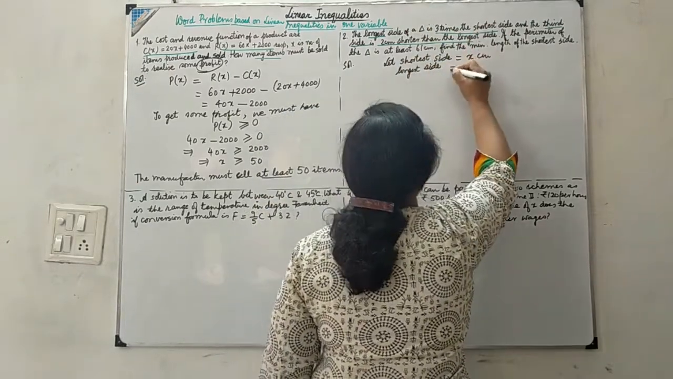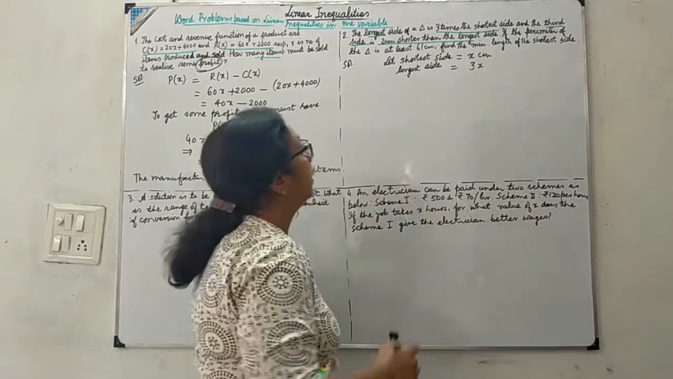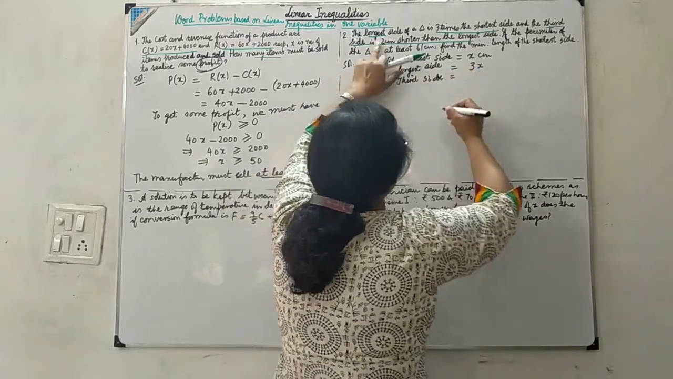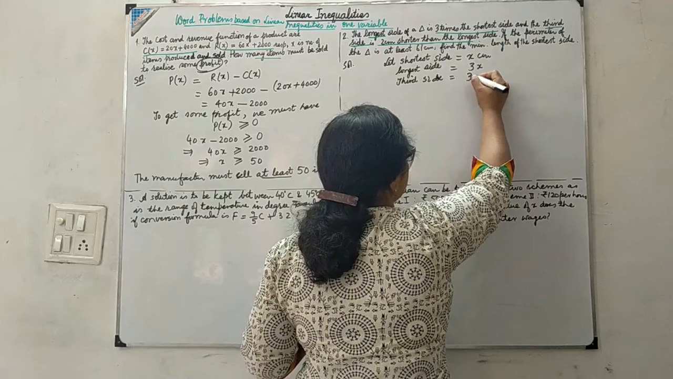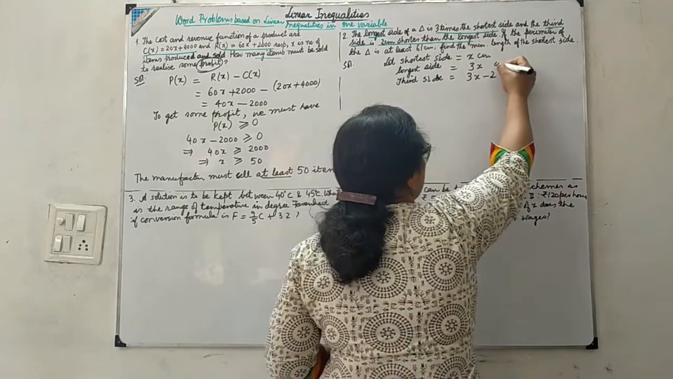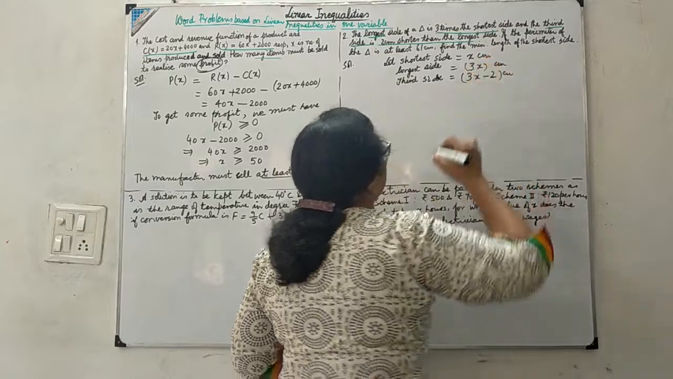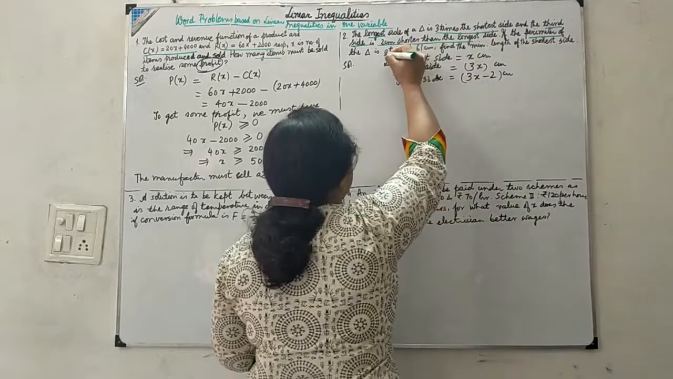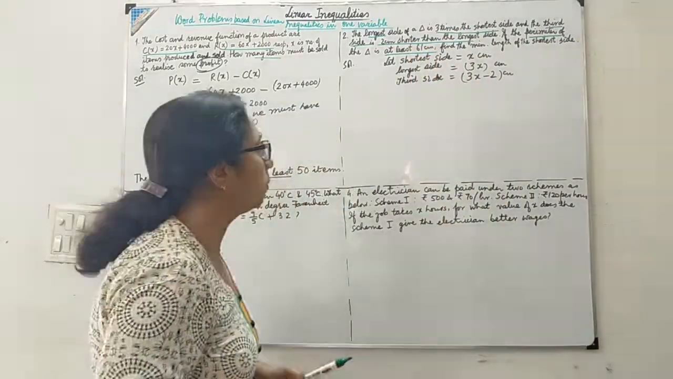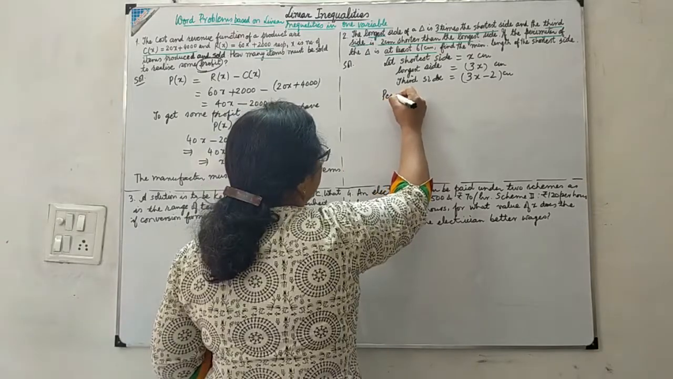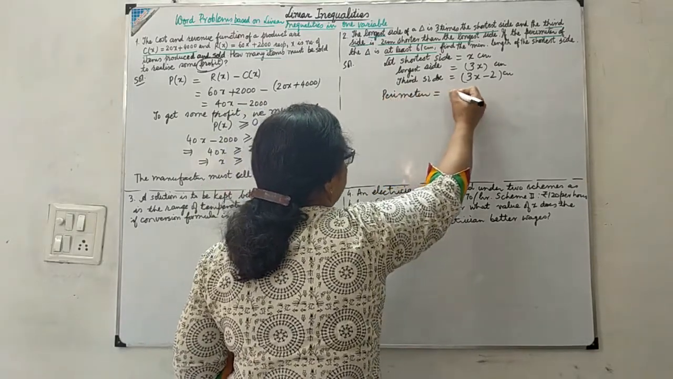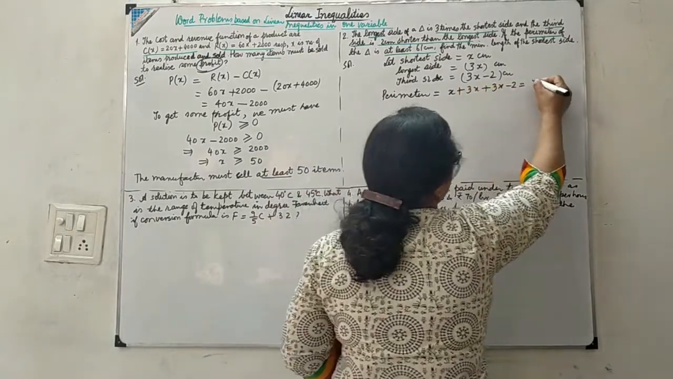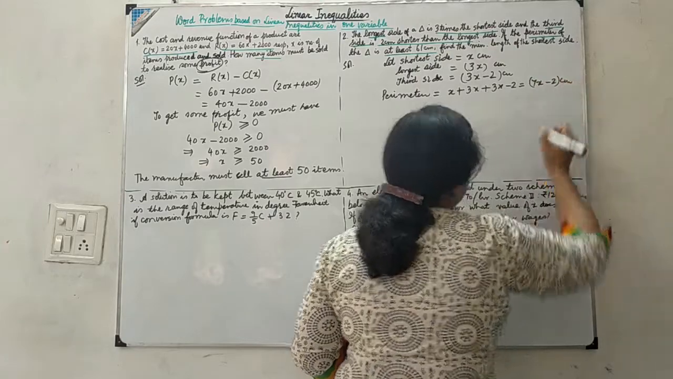So now the longest side will be 3x, from the first line we can see this is 3 times the shortest. And the third side is 2 cm shorter than the longest, 3x minus 2. So these are the lengths of the 3 sides. Further we are given the perimeter of the triangle is at least 61. So first we will find the perimeter. That is x plus 3x plus 3x minus 2, that is 7x minus 2 centimeters.